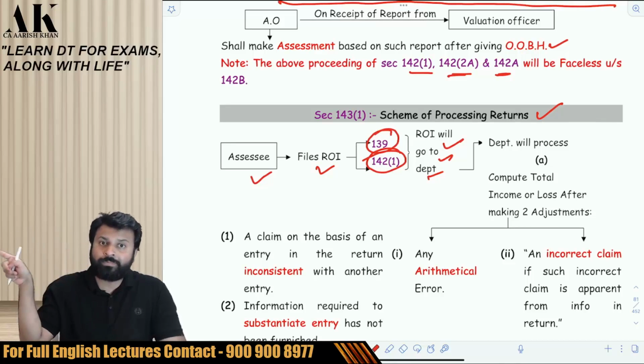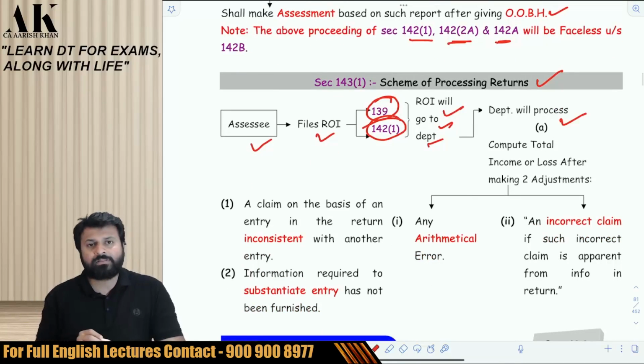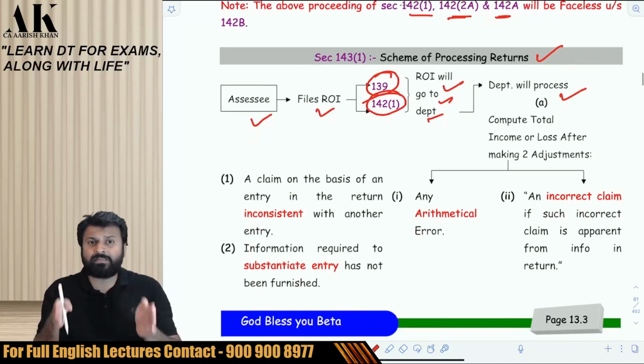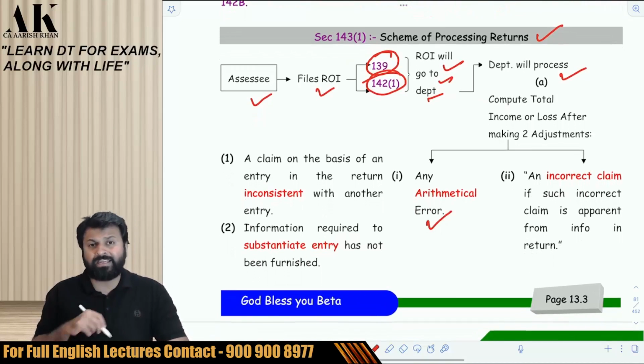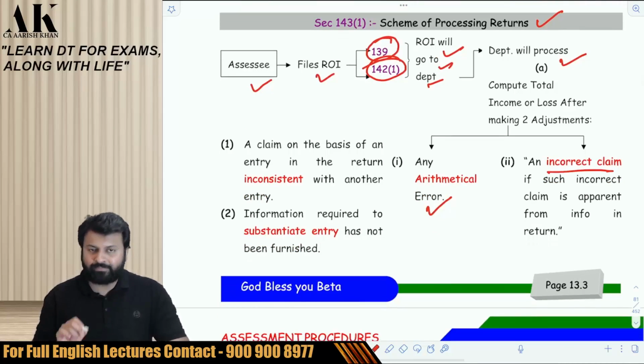It goes to the Bengaluru department, and there the return will be processed. In the return processing system, there is a software which processes all the returns. In that, they will check two things. First, arithmetical error, if any. Second, an incorrect claim, if there is some incorrect claim.